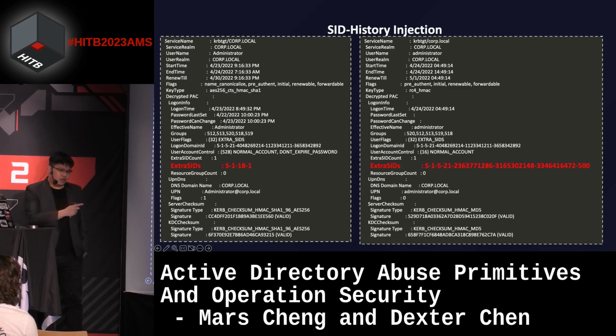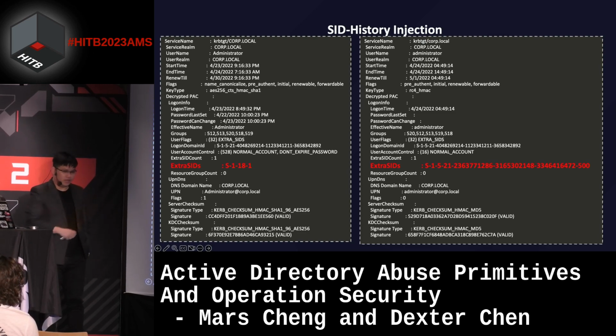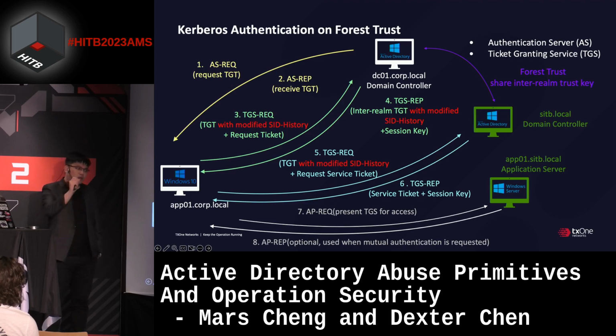On the left side of this slide is a normal ticket without the extra SID. But on the right side, we inject another SID ending in 500, and we add the administrator privilege to this extra SID field, and we get the privilege for this ticket. So we know the SID history injection, and we also have a KRBTGT password hash.